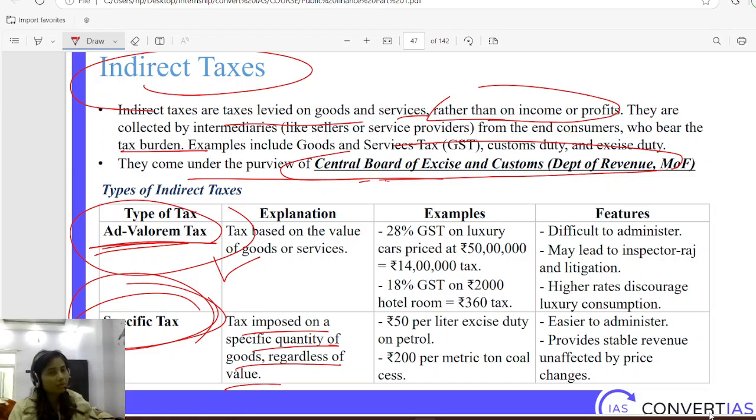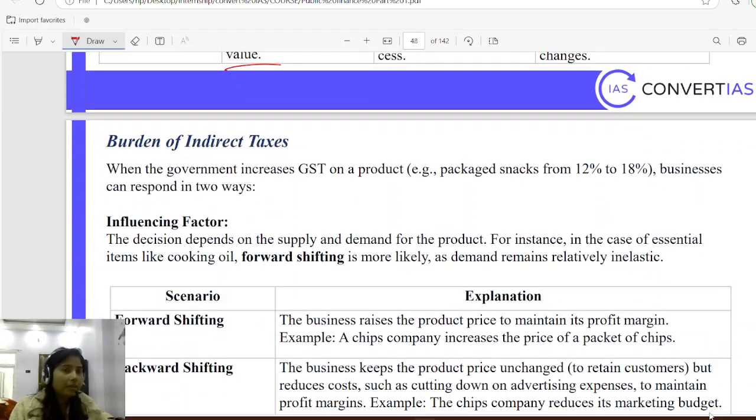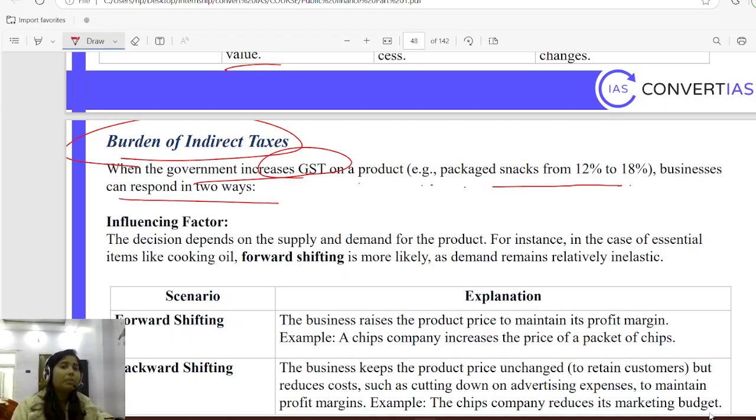So ad valorem is based on value, specific tax is based on quantity. Burden of indirect tax. When the government increases GST on a product, packaged snacks, from 12 to 18%, business can respond in two ways. See, there can be different burden. The burden can be put on the consumer, on the producer, or on a different person who is involved in the process.